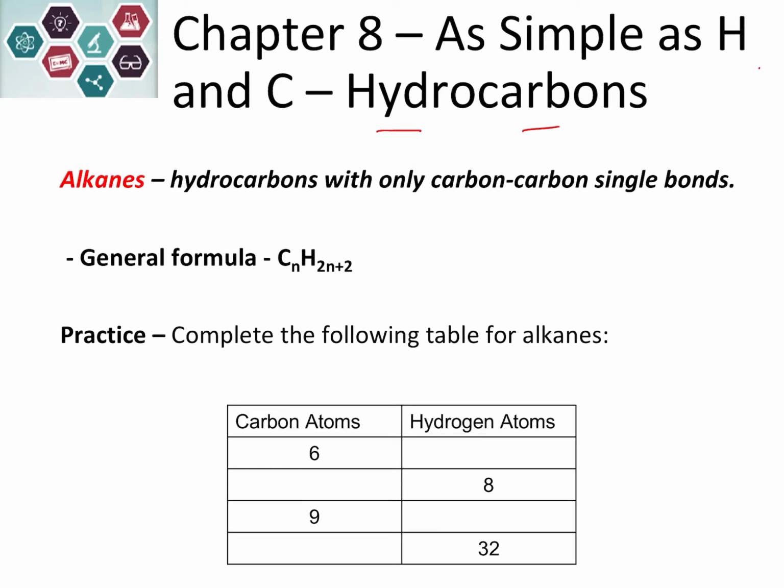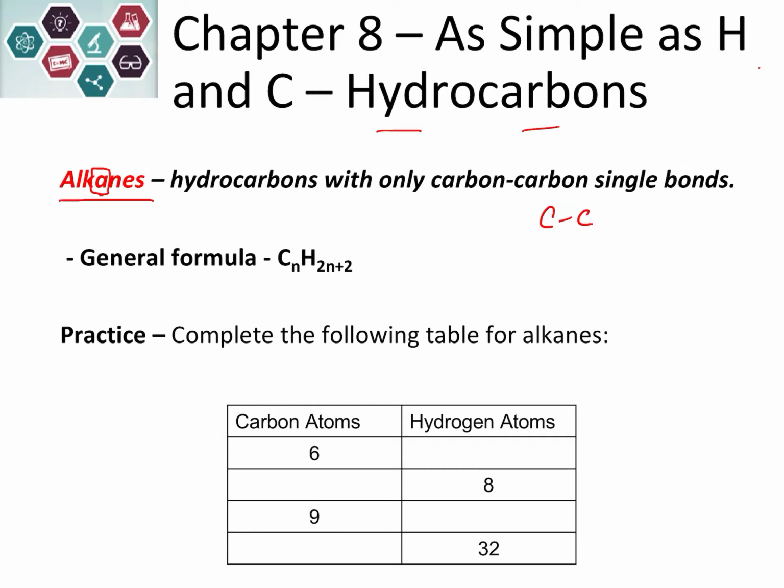The first type is going to be alkanes, and the difference in each of these is always going to be this middle letter. So alkanes are hydrocarbons that have only carbon-carbon single bonds. So all of your carbon bonds in your structure are going to be just single bonds.